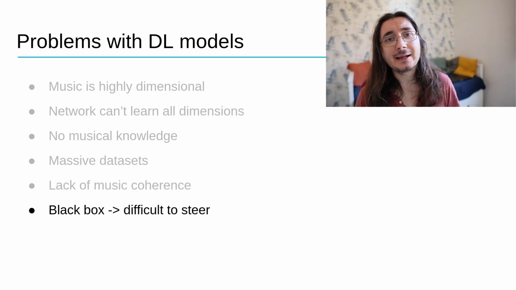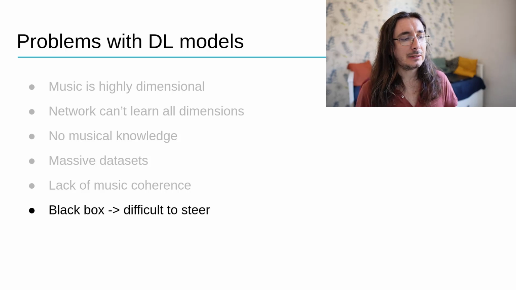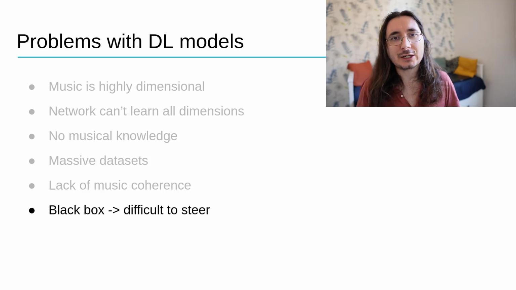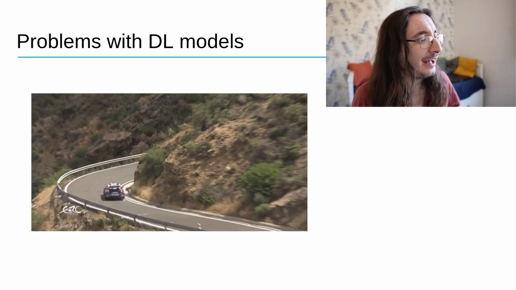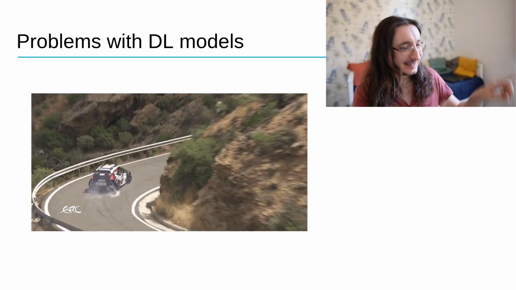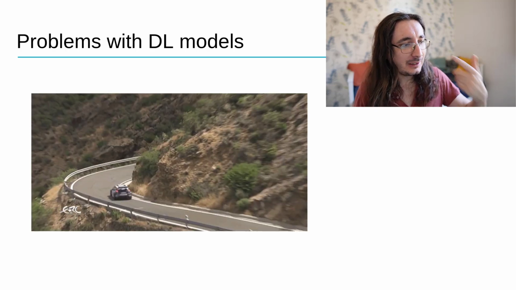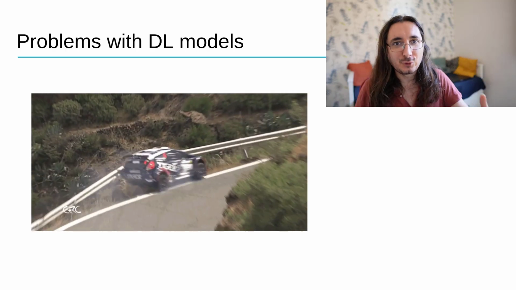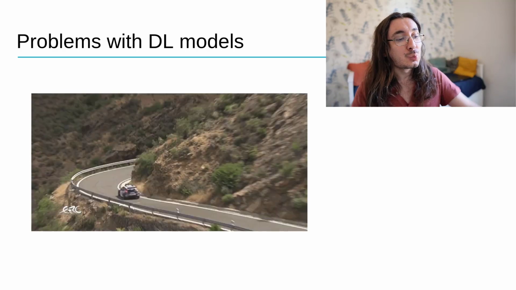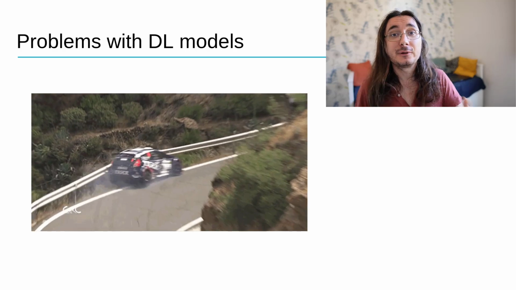Finally, a major issue that I have with deep learning models for generative music is that they are black boxes. We really don't know how they work, and for that reason it is particularly difficult to steer them in a creative direction that's aligned with what we have in mind. I have a fantastic visual representation of that with this GIF, and indeed I do believe that these models are as powerful as rally cars. They are powerhouses. The problem is that they're really, really wild and difficult to control.